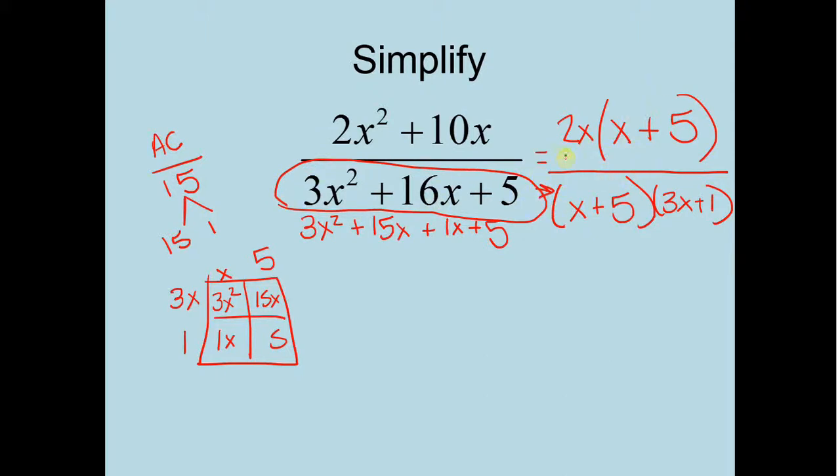So now I notice 2x, I don't have a 2x on the bottom, but I do have an x plus 5. So I can take x plus 5 out of the top and bottom, because notice they're factors. I have multiplication holding it together. So then I have 2x on top yet, and 3x plus 1 on the bottom.